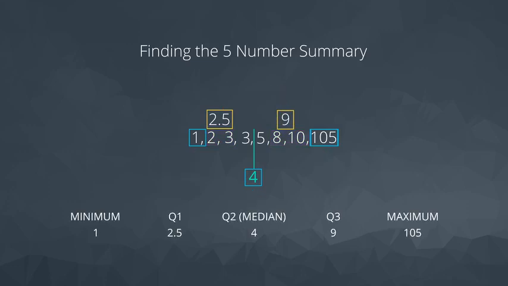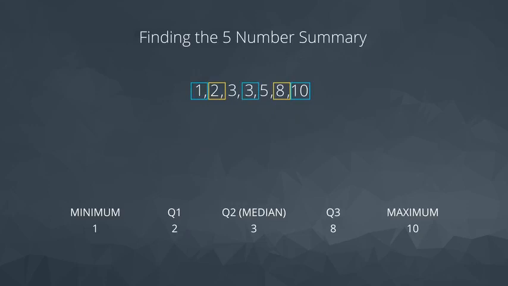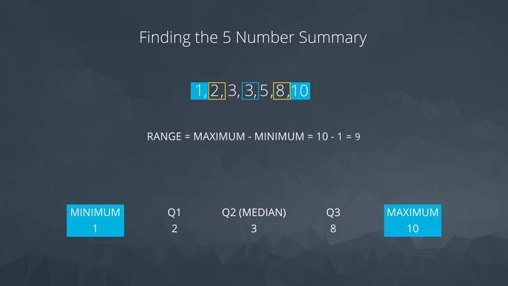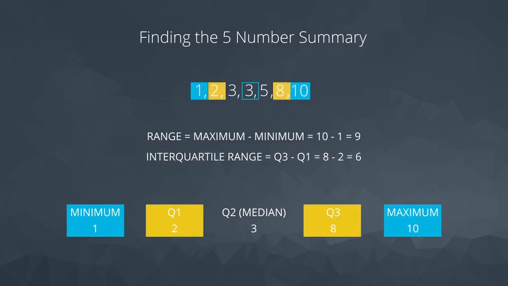Once we've calculated all the values for the 5-number summary, finding the range and interquartile range is no problem. For the first data set, the range is calculated as the maximum minus the minimum. For the first data set, this was 10 minus 1, or 9. And the interquartile range is calculated as Q3 minus Q1, which is 8 minus 2, or 6.